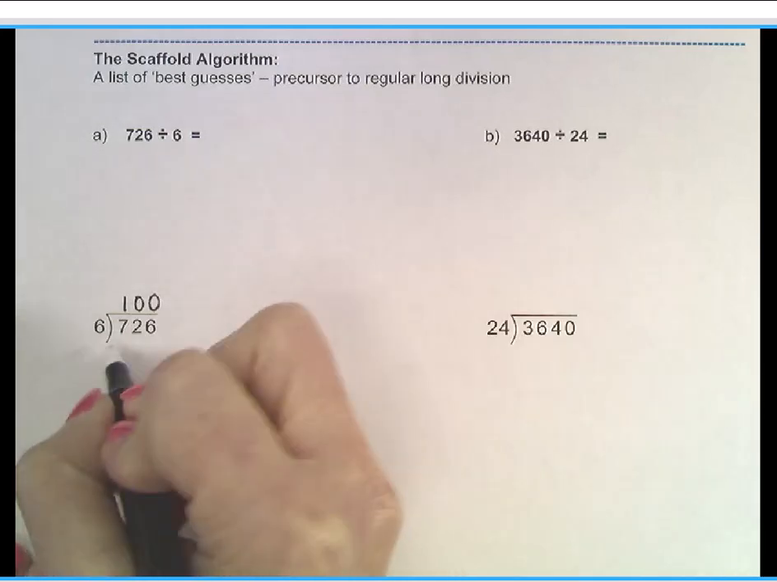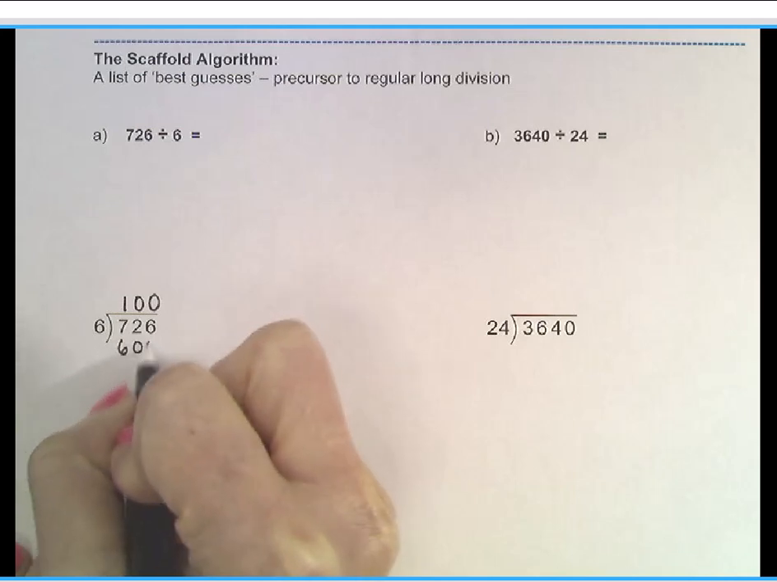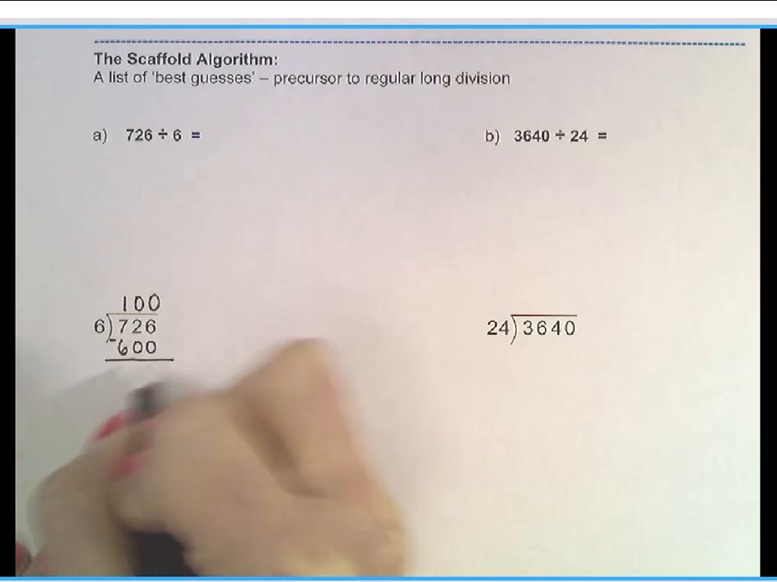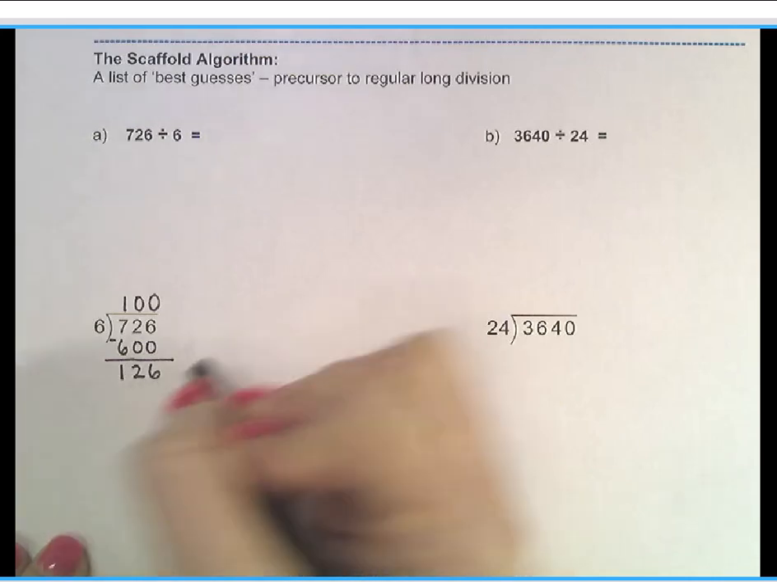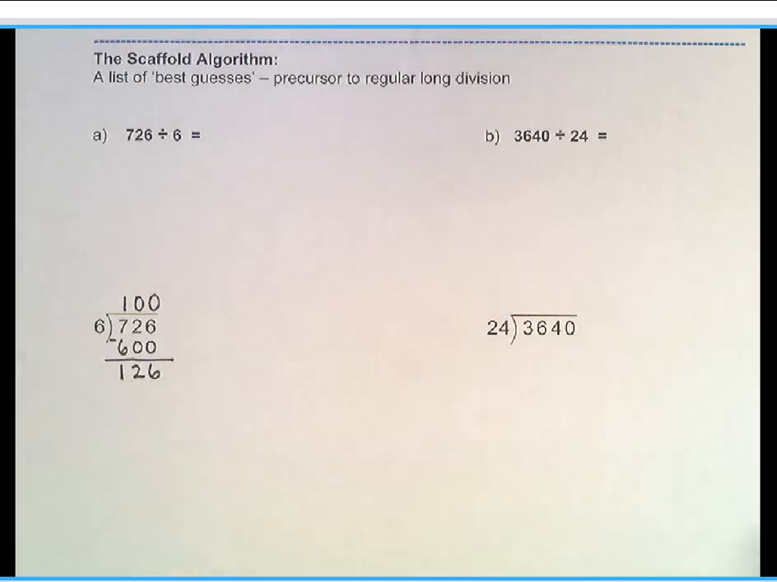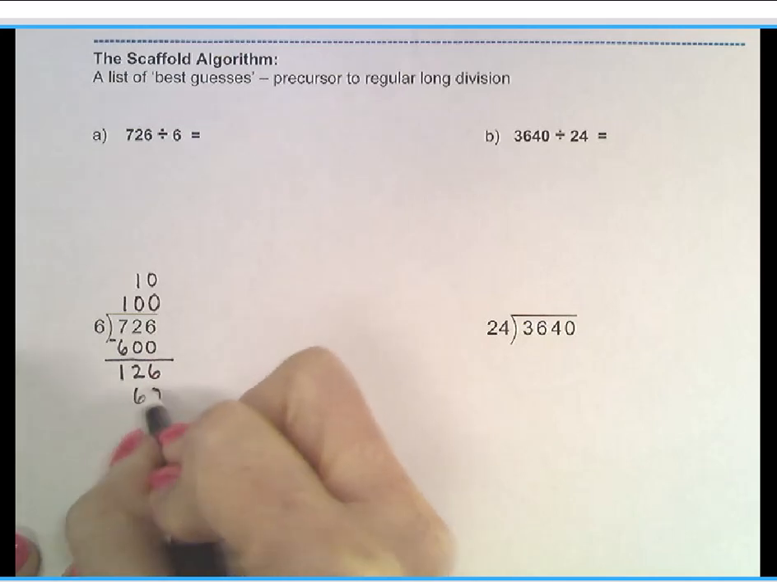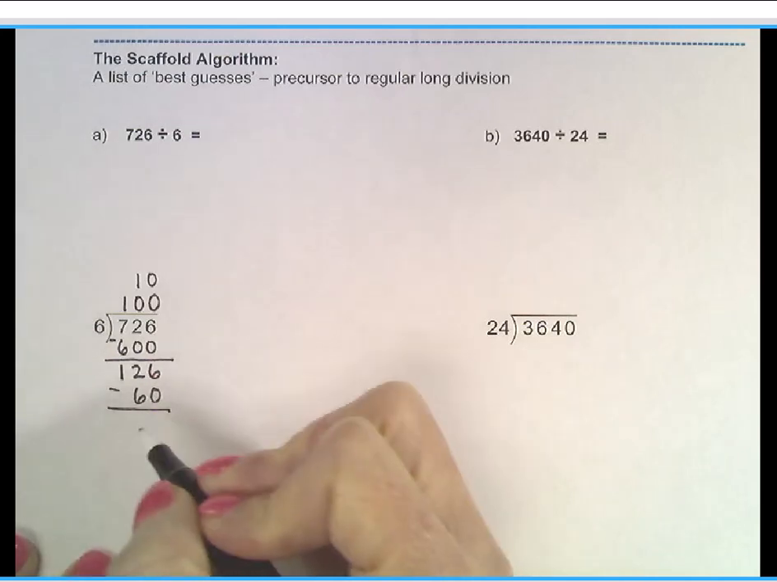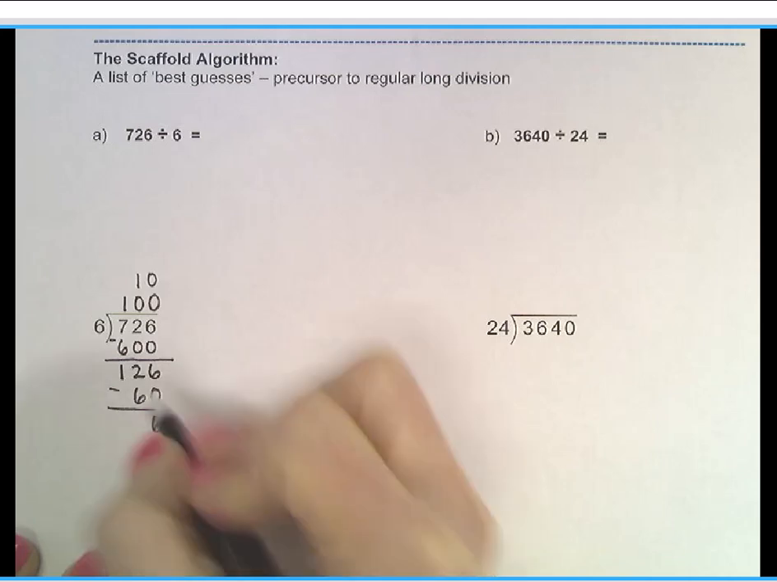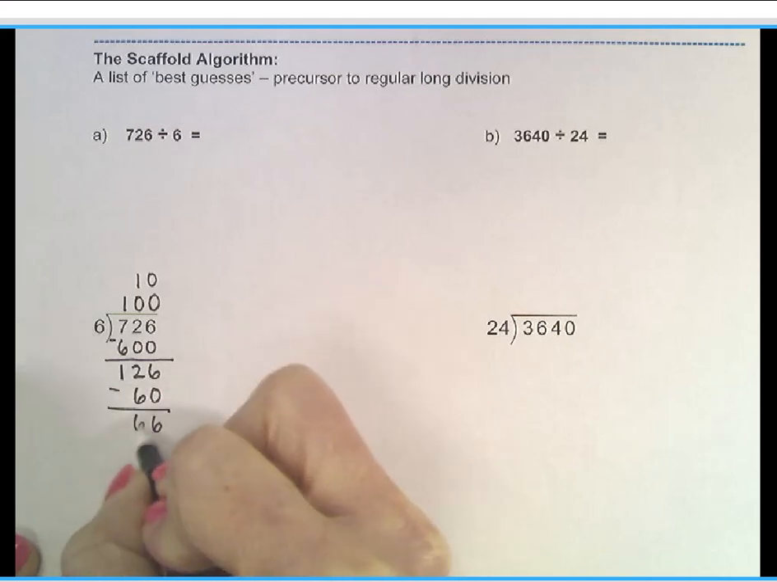What is 100 times 6? 600. So let's see how close I was. Well, I was off by 126. So now I'm going to divide 6 into 126. Does it go in there 10 times? Sure. What's 10 times 6? That's 60. Well, that goes in there. Let's see how much more we have to go. You'd have to regroup. That'd be 66.